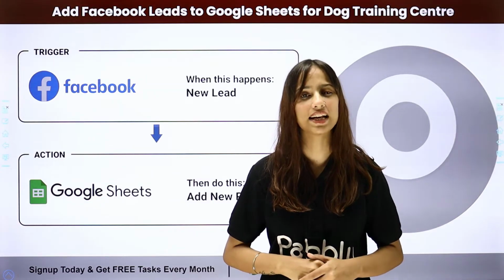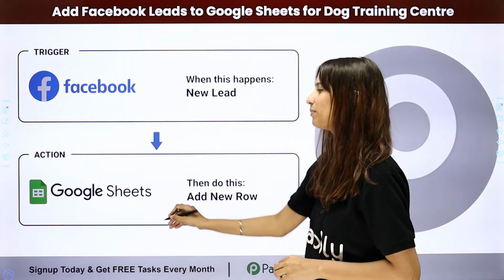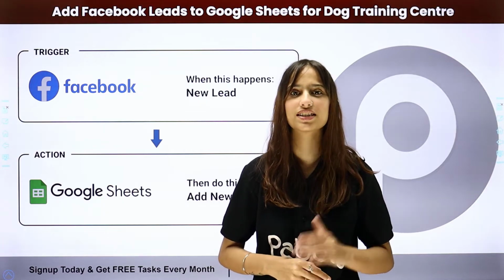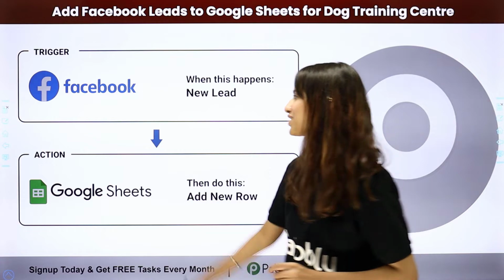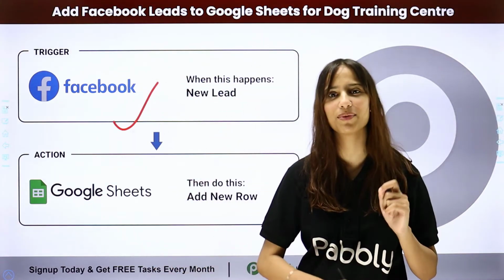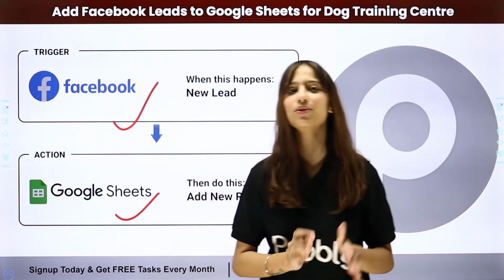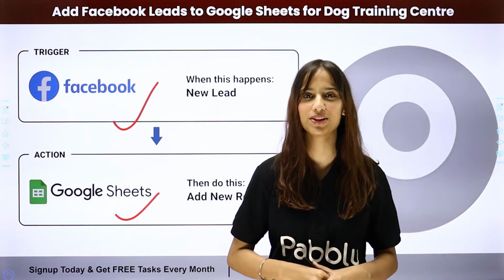So now to do this, I need to build an integration between these two applications, for which I will be using this amazing integration and automation software, that is Pabbly Connect. So here my trigger application will be Facebook and my action application will be Google Sheets. So if you want to learn more about this integration, follow me through the screen.